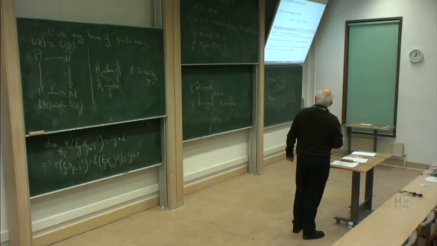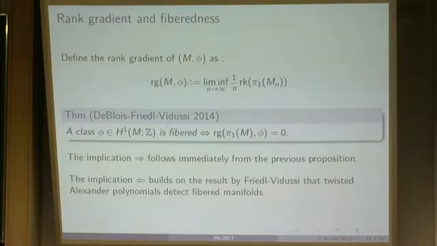So this implication was immediate. I mean, here it's not trivial at all, and it's based on this result by Friedl and Vidussi that twisted Alexander polynomials will detect if a manifold is fibered or not. So it's really based on computation using Reidemeister torsion.